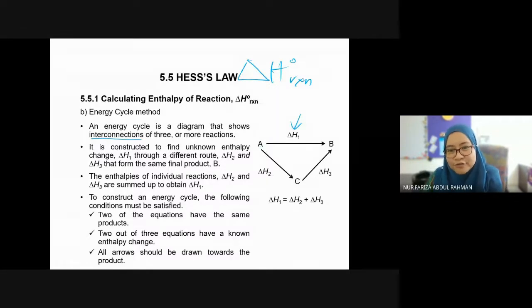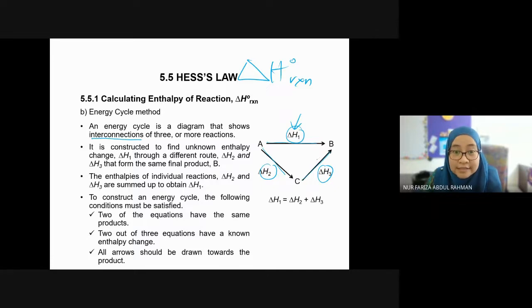Okay, we want to produce B from A. Nak produce B from A. Ini direct, ini lalu highway. Alternatively, to produce B, we can also produce C first, and then produce B. So this is like I said, state function tadi, kita boleh samakan H1 is equal to H2 plus H3. Betul tak? So that is what we call cycle. Nampak tak cycle? They are connected there.